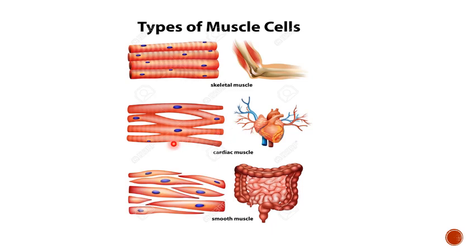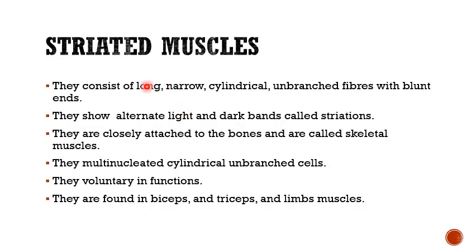They are again cylindrical with blunt ends, they show light and dark bands, but are uninucleated, and they communicate with each other, being branched, with the help of the intercalated disc. So striated muscles consist of long, narrow, cylindrical, unbranched fibers with blunt ends. They show alternate light and dark bands called striations. They are closely attached to the bones and are called skeletal muscles.